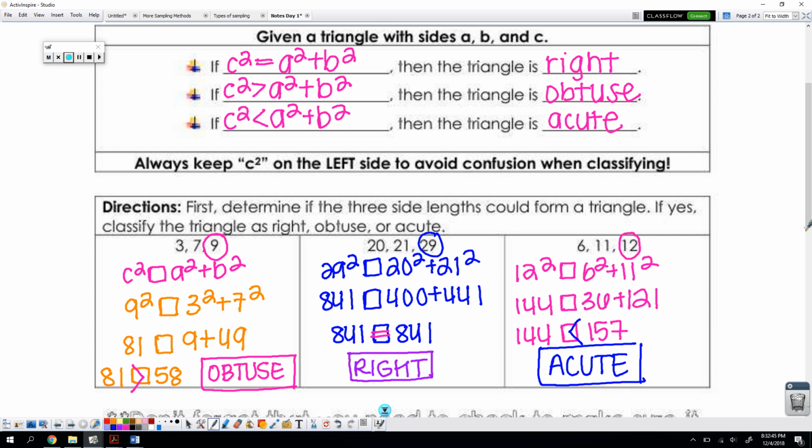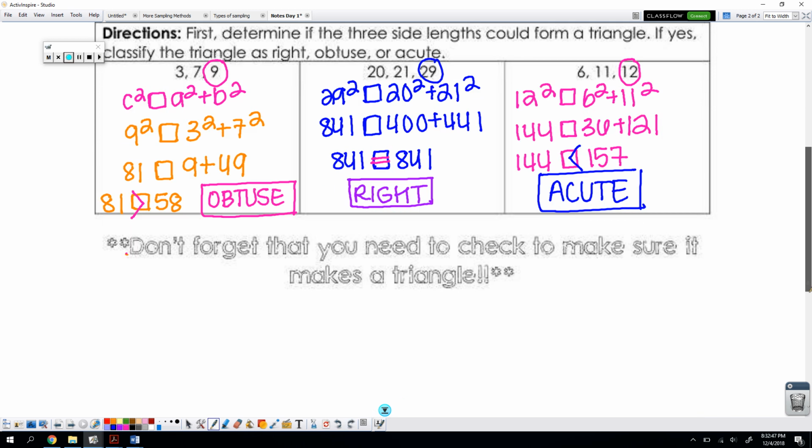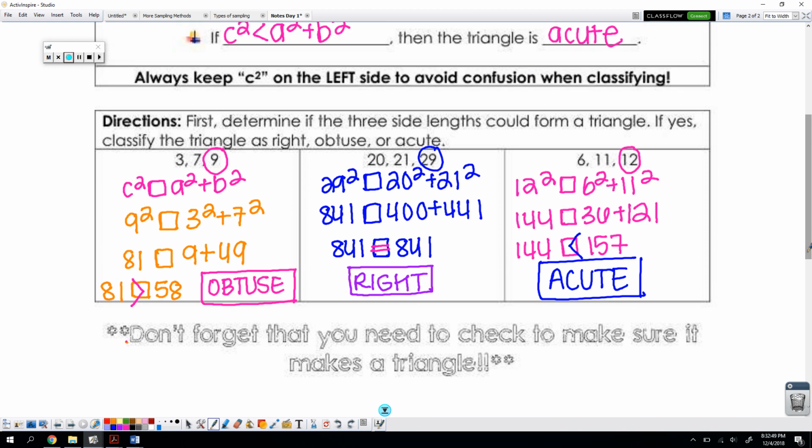Okay? And that's about it for classifying triangles. I did put a little hint there to make sure that you check that it makes a triangle. Okay? And that's all we have.